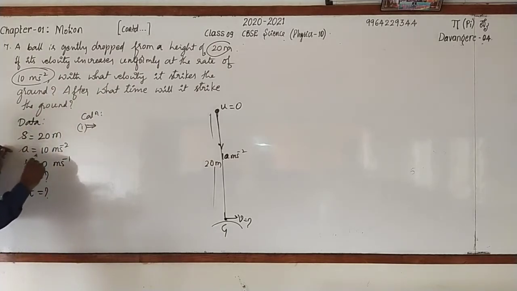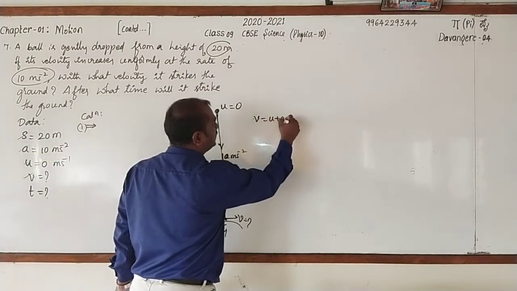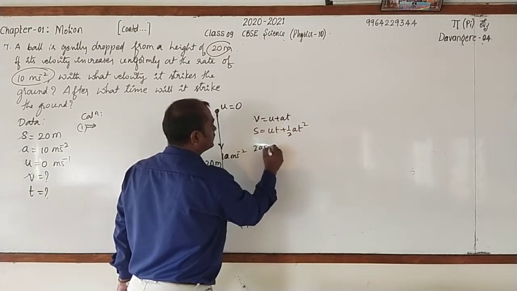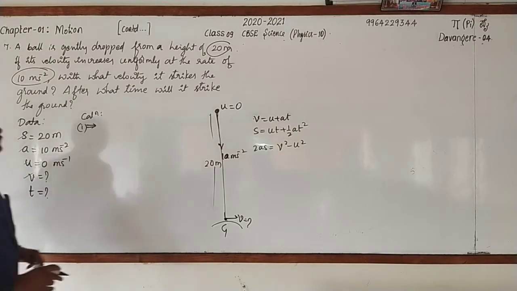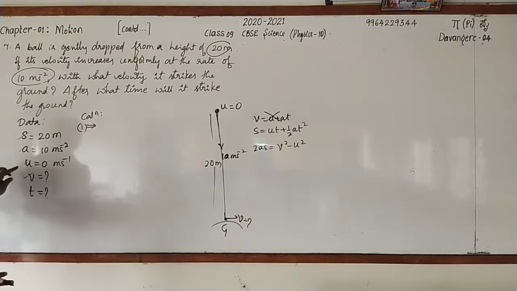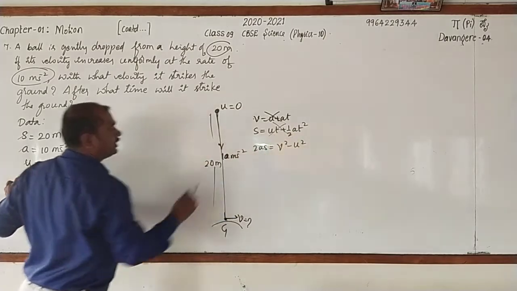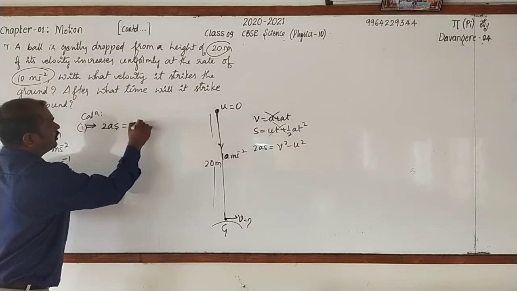Here S, A and U, V. These three terms are present in which equation of motion? You can just recall that. We know that V equal to U plus AT, S equal to UT plus half AT square, then 2AS equal to V square minus U square. Observe, S, A, U, V. S is not here, don't consider. Here T is there, don't want. Let's go for 2AS equal to V square minus U square.